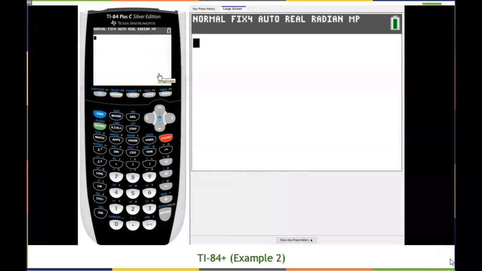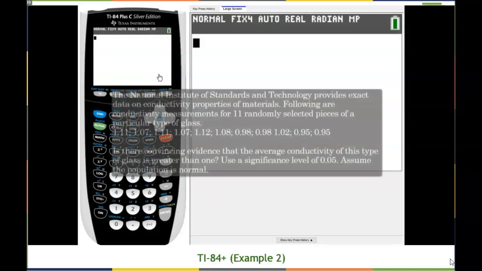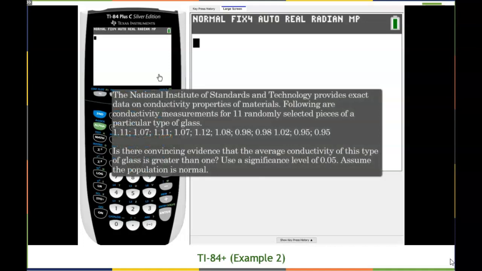Let's work through a problem from the top down. There's a lot of information that we're going to have to get out of the problem before we even touch the TI-84 Plus. So let's read through the problem.